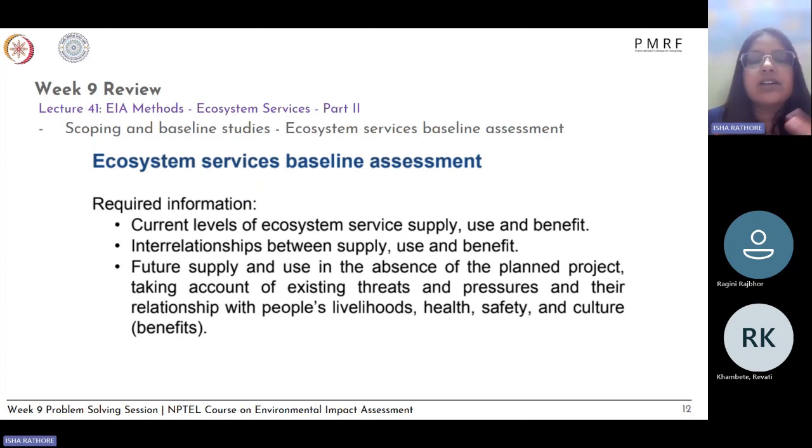And then you see where there is an imbalance in the supply, use, and benefit chain because of any of the planned activities around your proposed development, and how they are causing threats and pressures on people's livelihood, health, safety, and culture. So how they are affecting any of the ecosystem services which the stakeholders are dependent on. This information you analyze and gather.